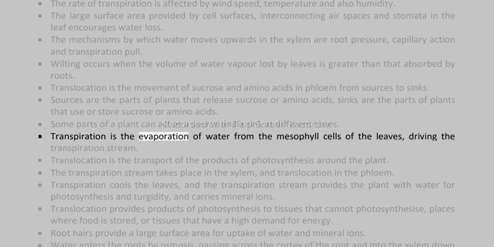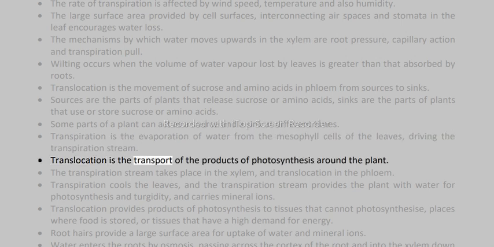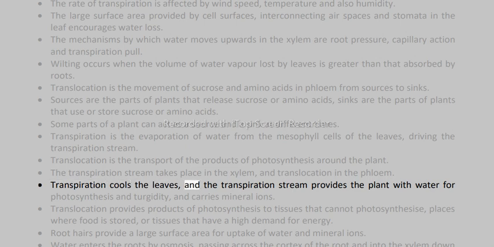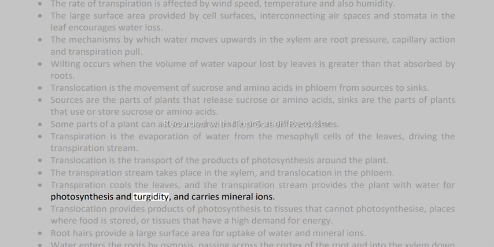Transpiration is the evaporation of water from the mesophyll cells of the leaves, driving the transpiration stream. Translocation is the transport of the products of photosynthesis around the plant. The transpiration stream takes place in the xylem, and translocation in the phloem. Transpiration cools the leaves, and the transpiration stream provides the plant with water for photosynthesis and turgidity, and carries mineral ions.